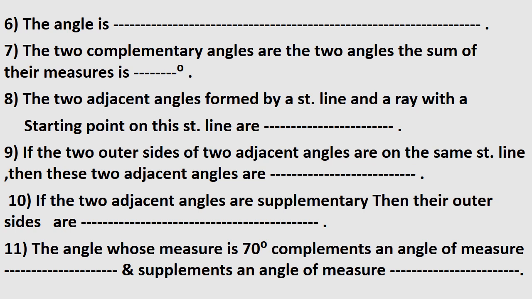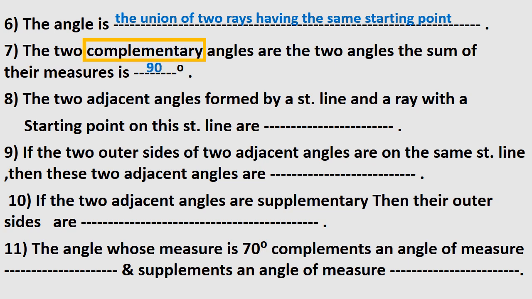Number 6, the angle is. I want the definition of the angle. It is the union of two rays having the same starting point. Number 7, the two complementary angles are the two angles the sum of their measure is, remember, complementary means 90. The two adjacent angles formed by a straight line and a ray with a starting point on this straight line are supplementary.